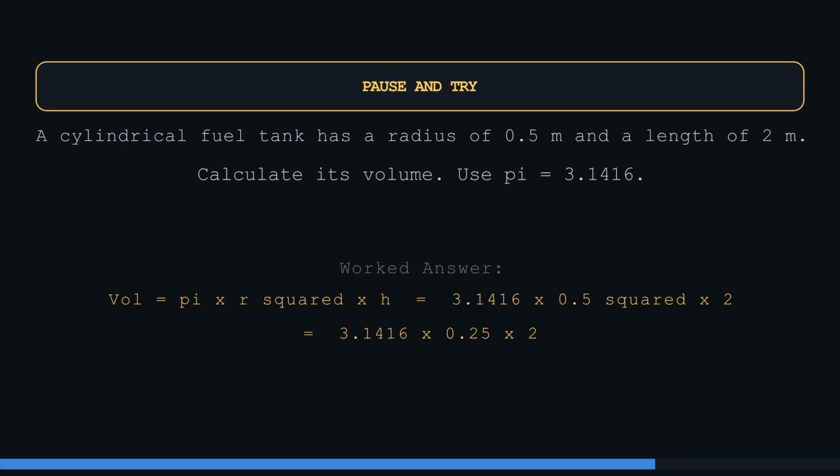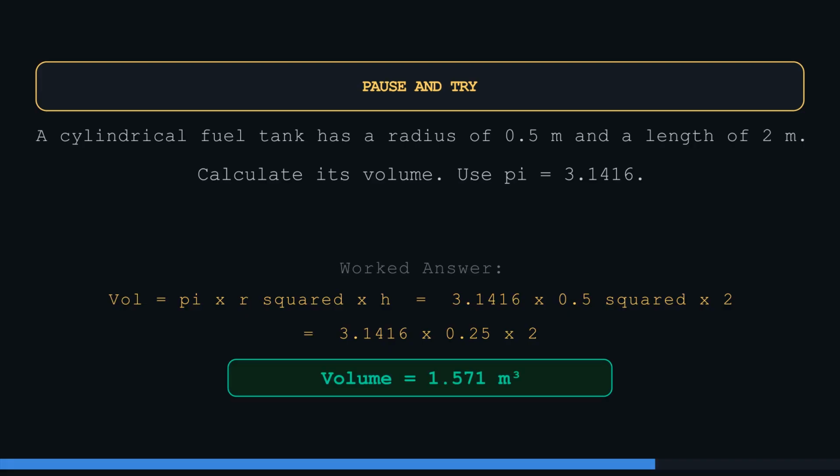Volume equals pi times radius squared times height. 3.1416 times 0.5 squared times 2, which is 3.1416 times 0.25 times 2, gives 1.571 cubic meters.